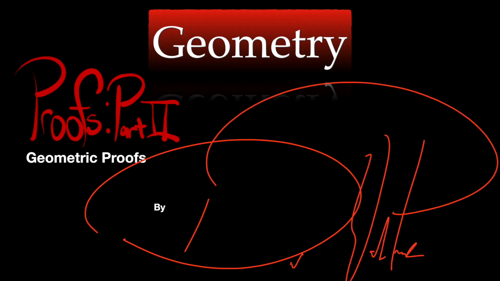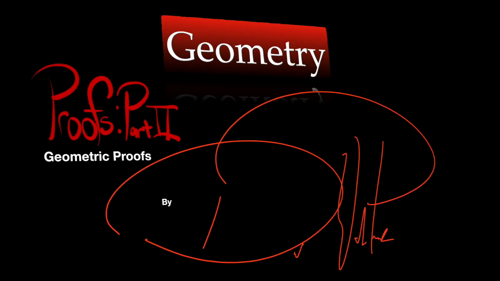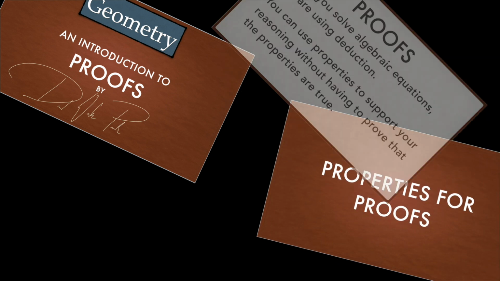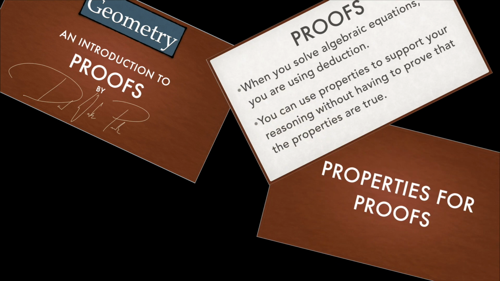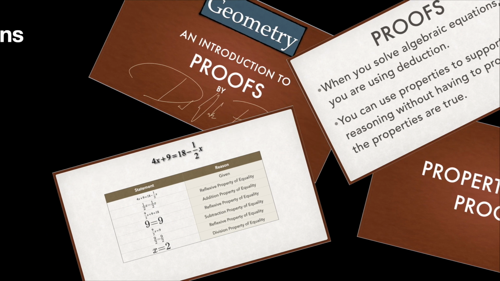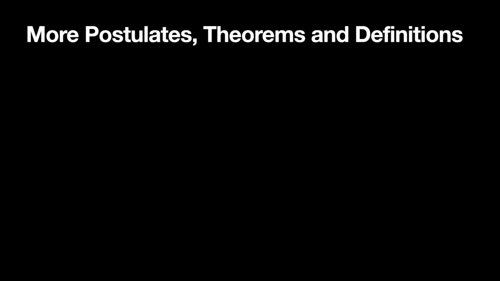All right, so quick note, this is part 2, meaning if you have not seen part 1, an introduction to proofs, please watch it. It will give you the properties. It'll give you a description of what proofs are, and it'll show you how to do some algebraic proofs. We are doing geometric proofs this lesson, so please make sure you do that. But now that I've told you that, let's go on and learn about some more postulates, theorems, and definitions.